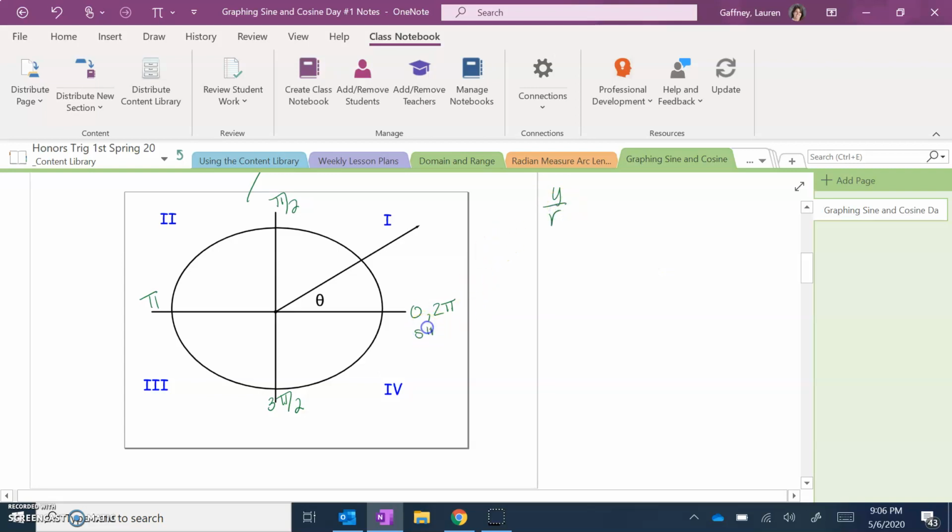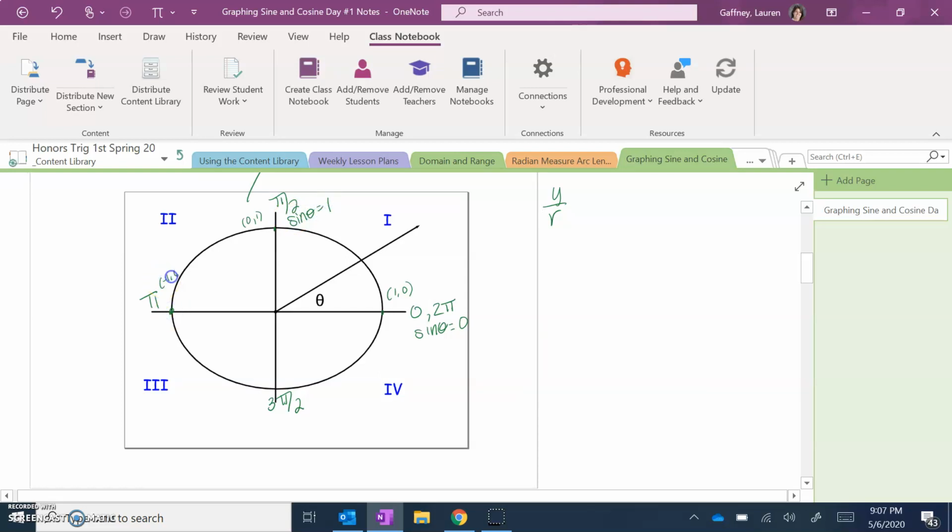So sine of 0, if you think about this ordered pair, is the ordered pair 1 comma 0. So sine, y over r, where r is always 1, is just going to be 0. Same thing for 2 pi also. So this is the ordered pair 0 comma 1. So y over r, sine of this theta being pi over 2, would just be 1.